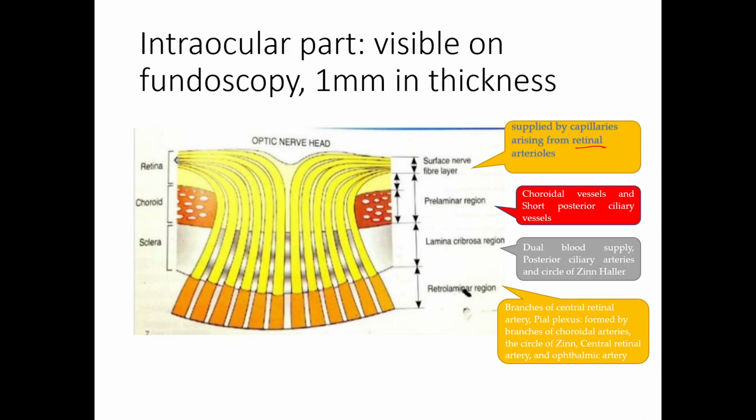From here, the retinal vessels enter through the central retinal artery, branch, form capillaries and come back and supply the nerve fiber layer. The choroidal vessels and short posterior ciliary vessels supply the prelaminar region. Lamina cribrosa has a dual supply from the posterior ciliary arteries and the circle of Zinn-Haller. So what is this circle of Zinn-Haller? It is formed by the pial plexus, retinal artery and branches of the choroidal arteries. So that supplies the next, that is the retrolaminar region.